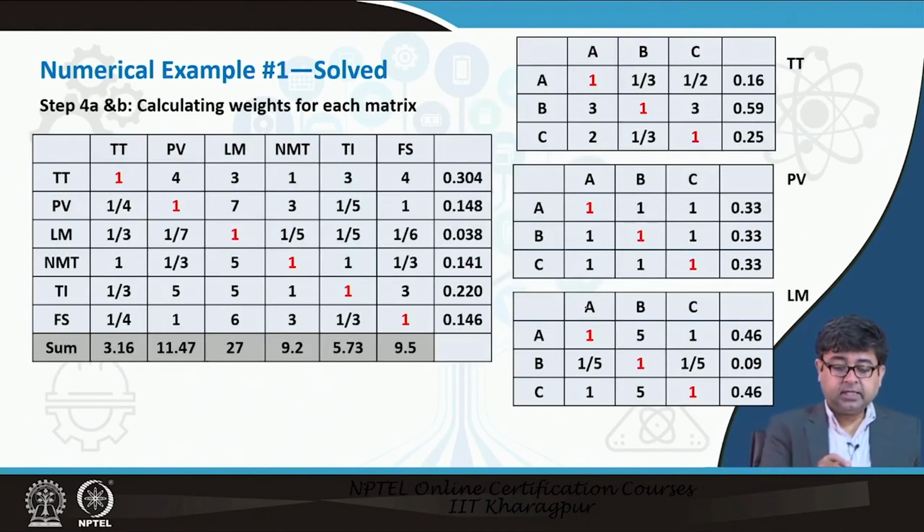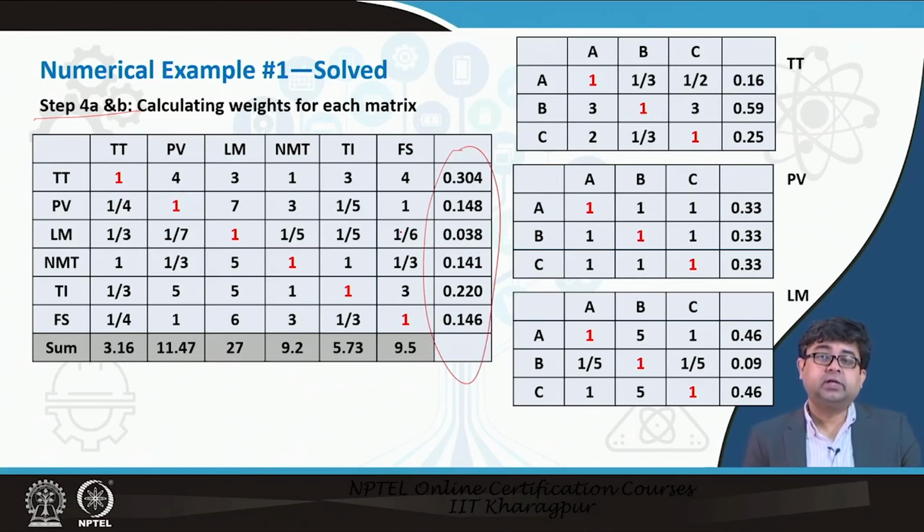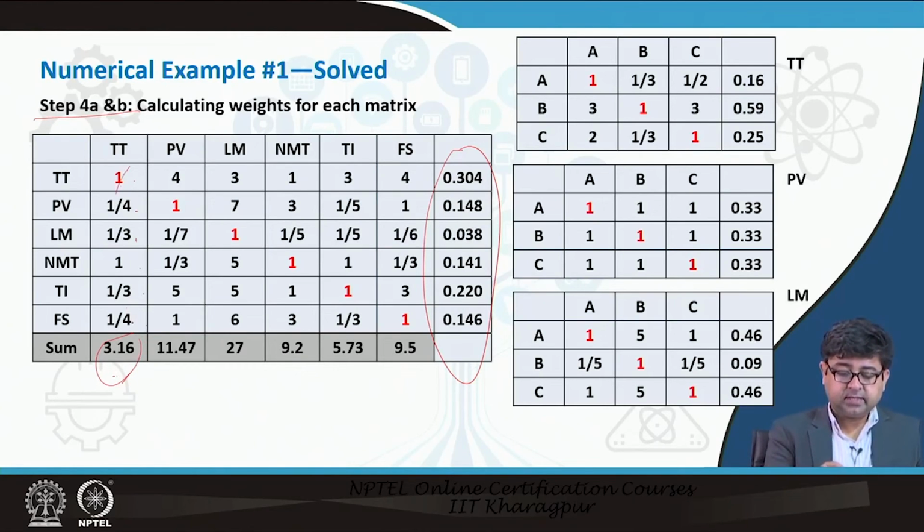So, what do you do? You go directly into step 4A, 4B, where after normalizing, you have to determine the weights for each of the criteria against the goal. What you all do is you take each of these and sum it up. Once you sum it up, you divide this by this sum, this by this sum, this by this sum, you add up all that and divide it by 6, because you have 6 rows, 6 criteria here, and that will give you 0.304 for example, and similarly all of these numbers can be calculated.